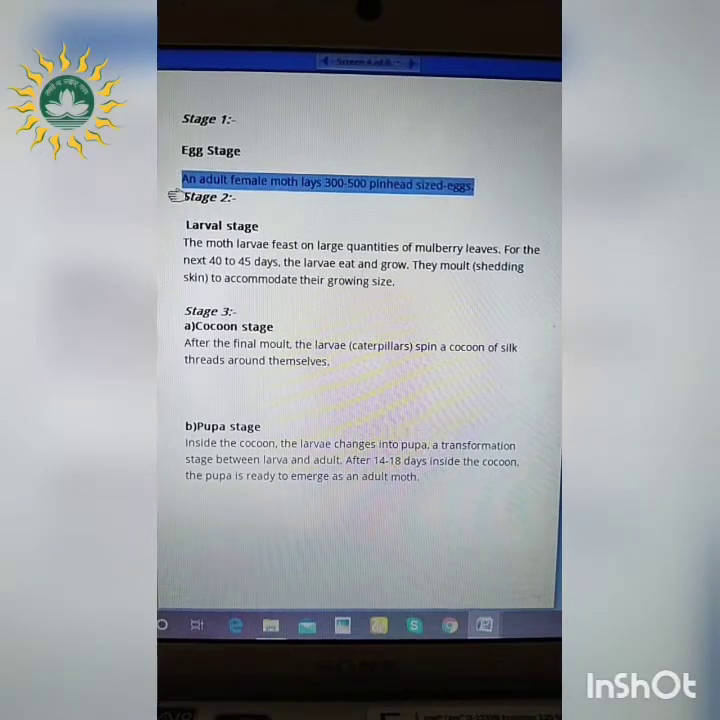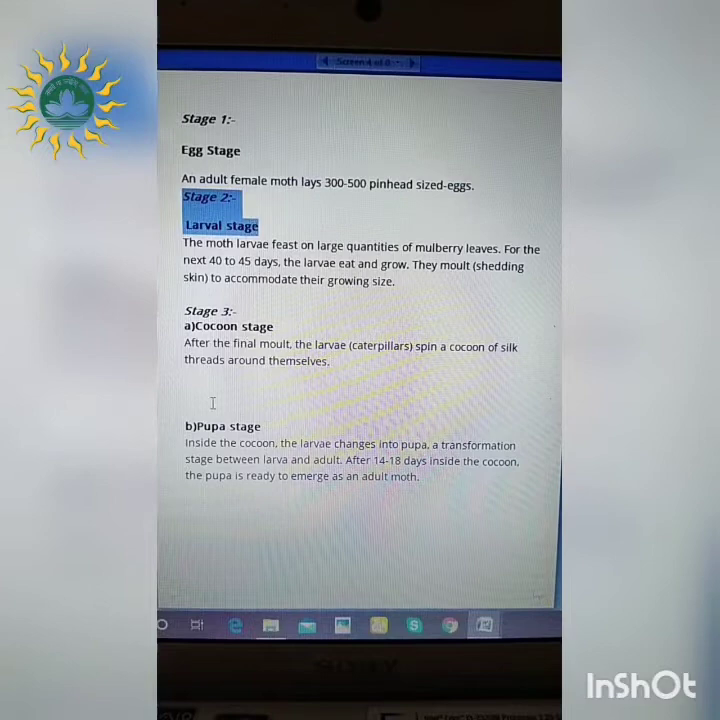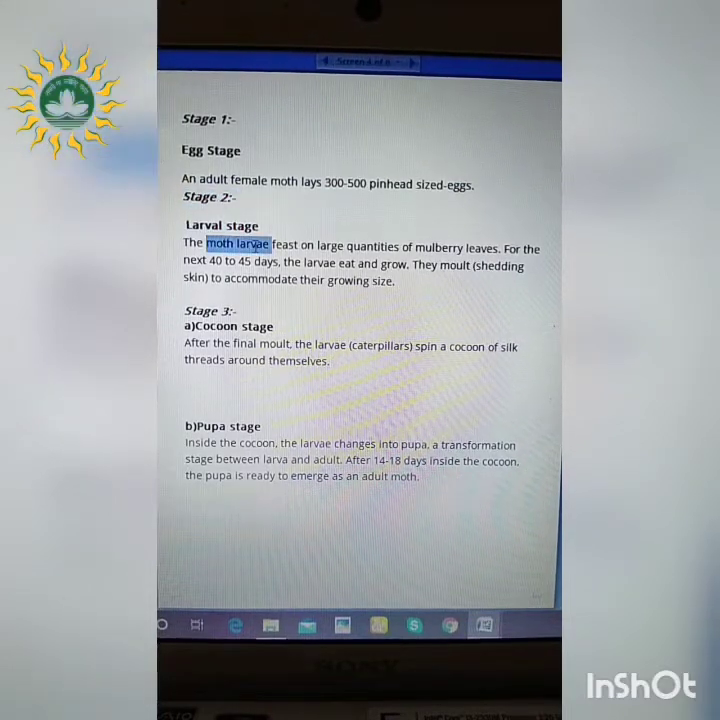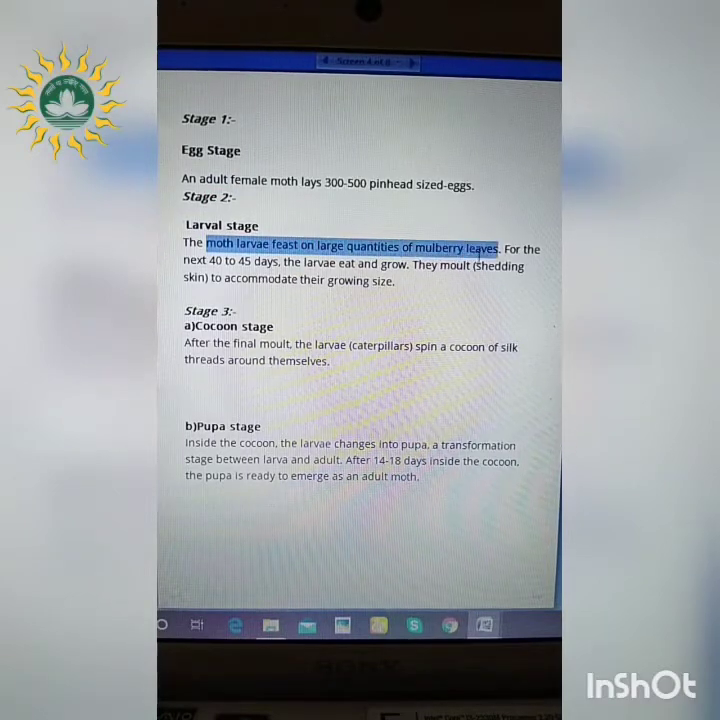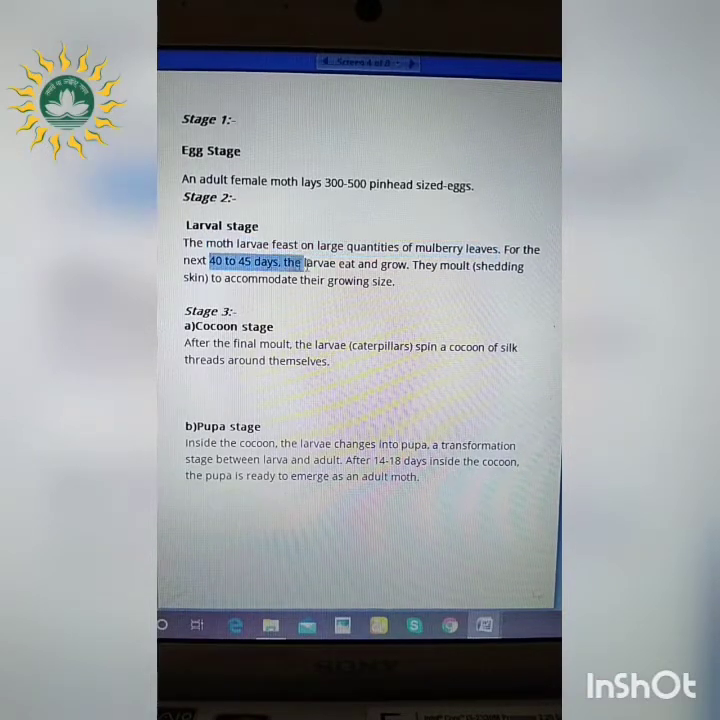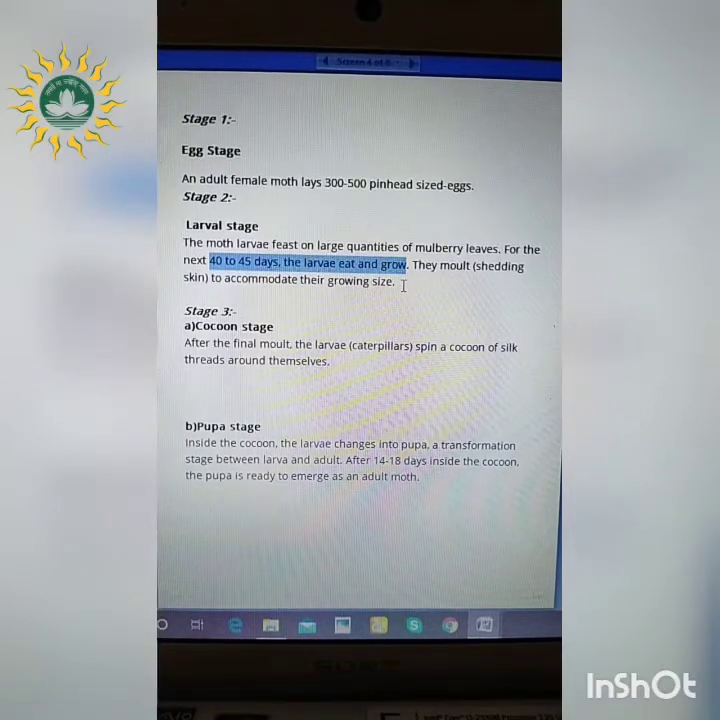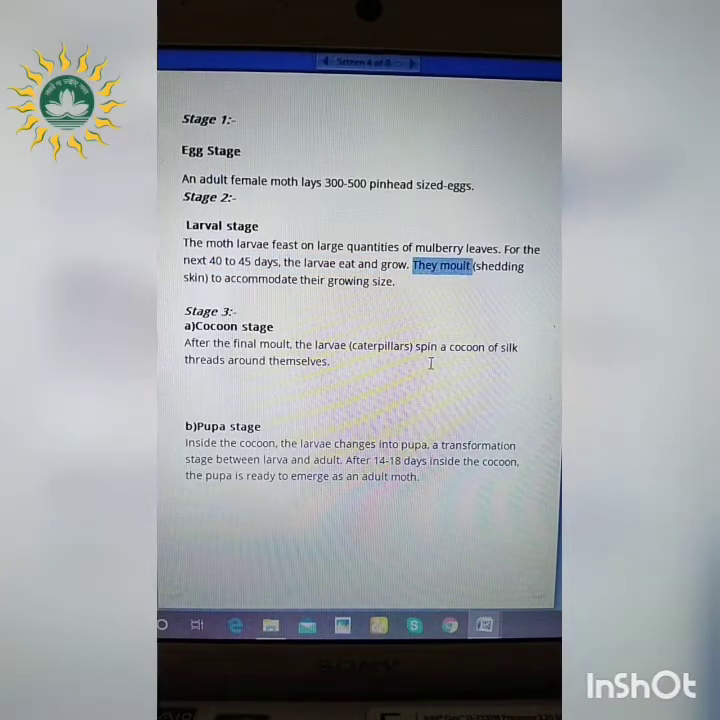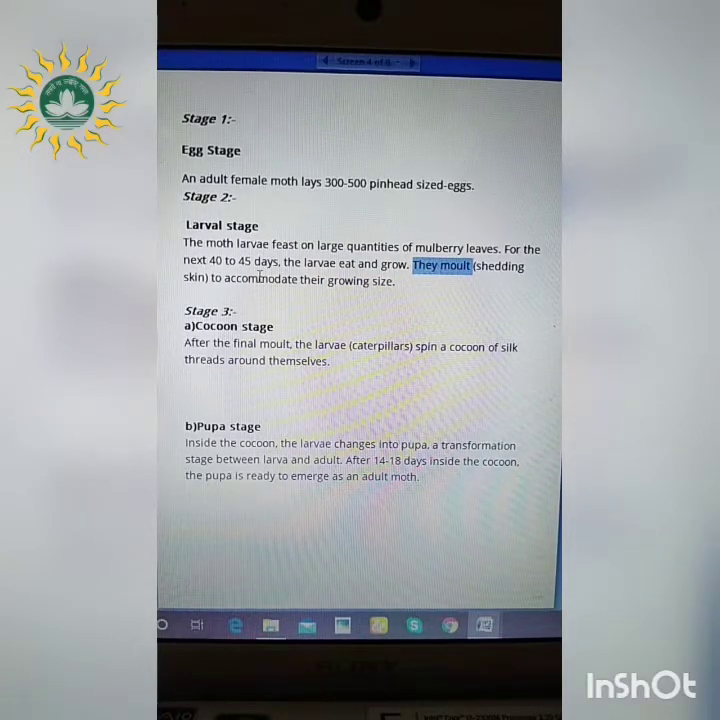Okay, next stage number 2, that is the larval stage. In this stage, the eggs are transformed into moth larva. They feast on large quantities of mulberry leaves. So whenever this larva is formed, they eat the mulberry leaves, and for the next 40 to 45 days they just eat those leaves and grow. While they grow, they need to accommodate their increasing size, so they do the process of molting. Molting means they shed the outer part of the skin. So this is stage number 2.